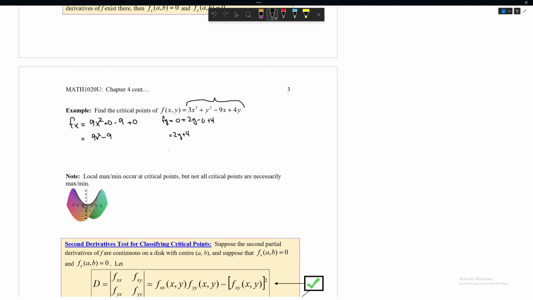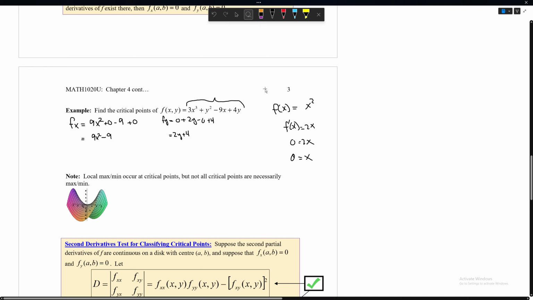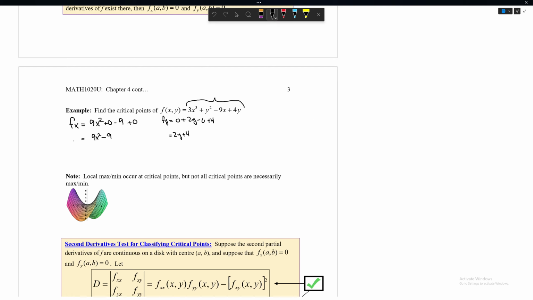Now, how do you usually find your critical points from Calc 1? All you had to do was set the derivative to 0. Before, you didn't have to do it twice, because it was f of x equals x squared, then you derive it, and you'd get 2x as your derivative. And if I want to find the critical point, I'll do 0 equals 2x, and then my critical point is 0 at x, right? And then you find your y, you can sub it in, and all that, okay? So in this part, we basically do the same thing. We're just going to do it twice for x and y. So we're going to set this to 0 and find my critical point.